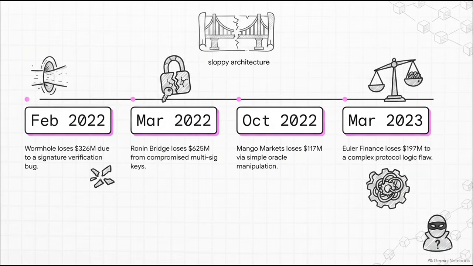The history of hacks in this space is just devastating. I mean, the Ronin Bridge lost $625 million due to poor multi-sig key hygiene. Wormhole lost $326 million to a signature verification bug. Mango Markets lost $117 million to simple oracle manipulation. These aren't just historical curiosities. They're devastating multi-million-dollar cautionary lessons that prove, without a doubt, that sloppy architecture will absolutely be punished by attackers.